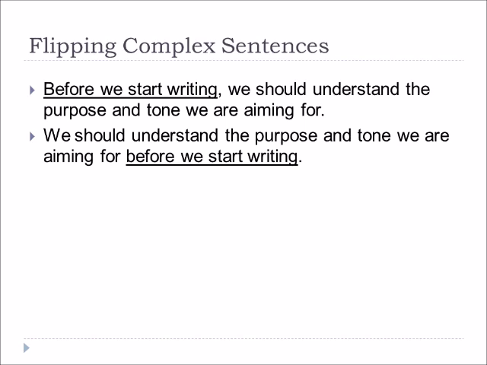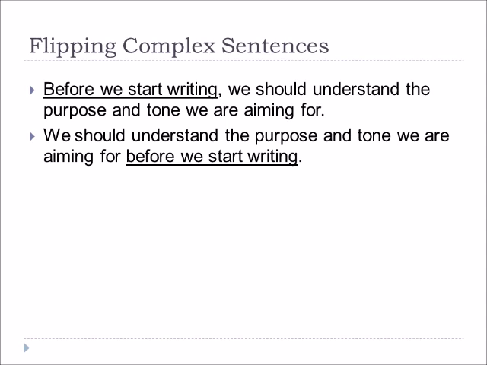Before we start writing, comma, we should understand the purpose and tone we are aiming for. Period. We start writing has a subject and a predicate verb. We start writing is an independent clause. With the word before, the independent clause becomes dependent. Before we start writing, what? What happens before we start writing? Well, before we start writing, comma, we should understand the purpose and tone we are aiming for. That's a complete, complex sentence.